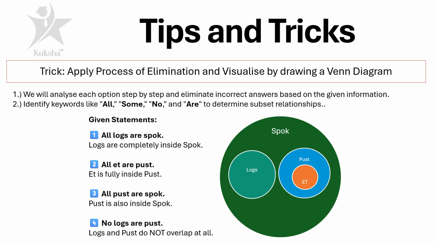All logs are spok. You see the green area, which is spok. We have logs inside spok. All et are pust. So it's a separate circle here, and we have et inside pust. All pust are spok. So that's why we have pust inside spok. No logs are pust. So if you see logs, it is separate. The logs circle is separate from the pust circle. That makes it really easy for us to visualize this information and arrive at the correct answer.